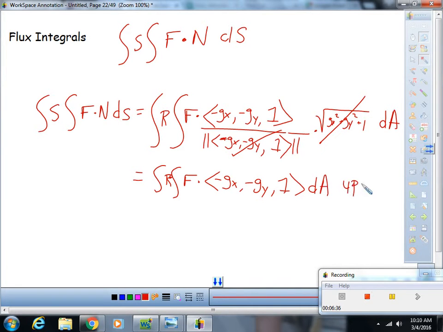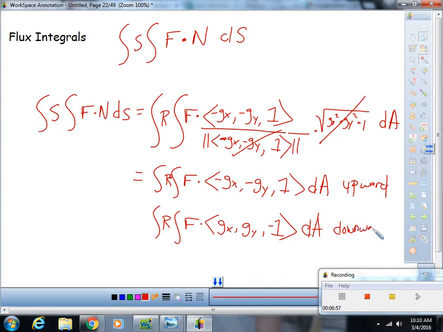This is upward. Okay? This one is downward. And I'm sure you're thinking, how are we going to know the difference? You're going to be asked for it specifically. So, in the next example, I'll read it to you as you guys are copying this down.